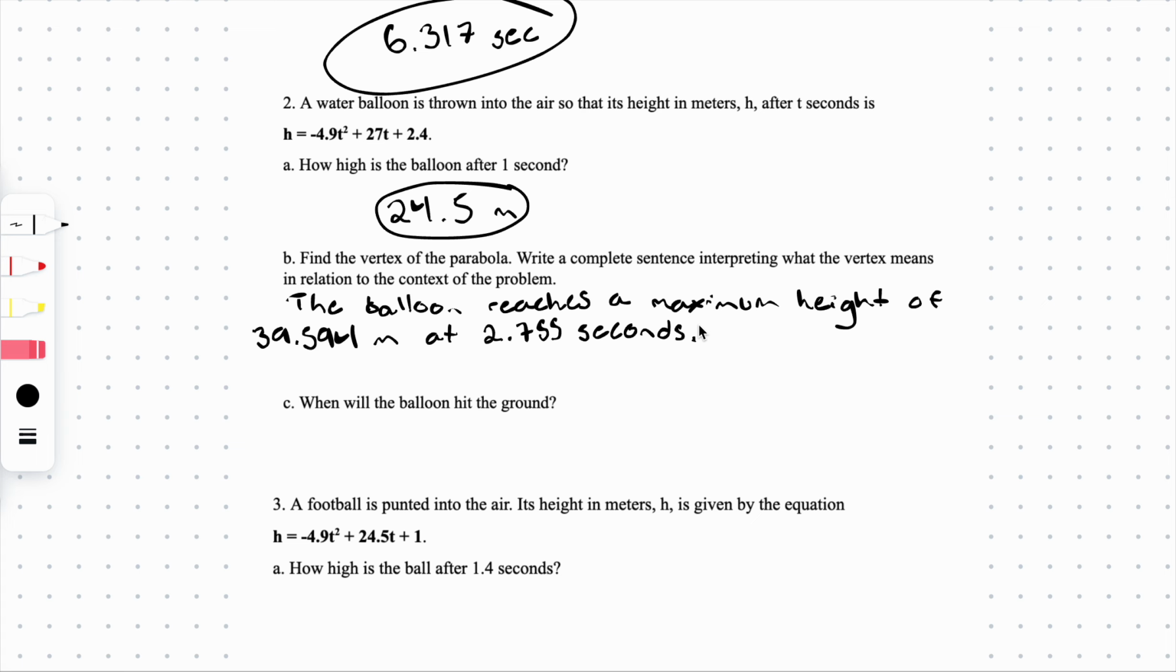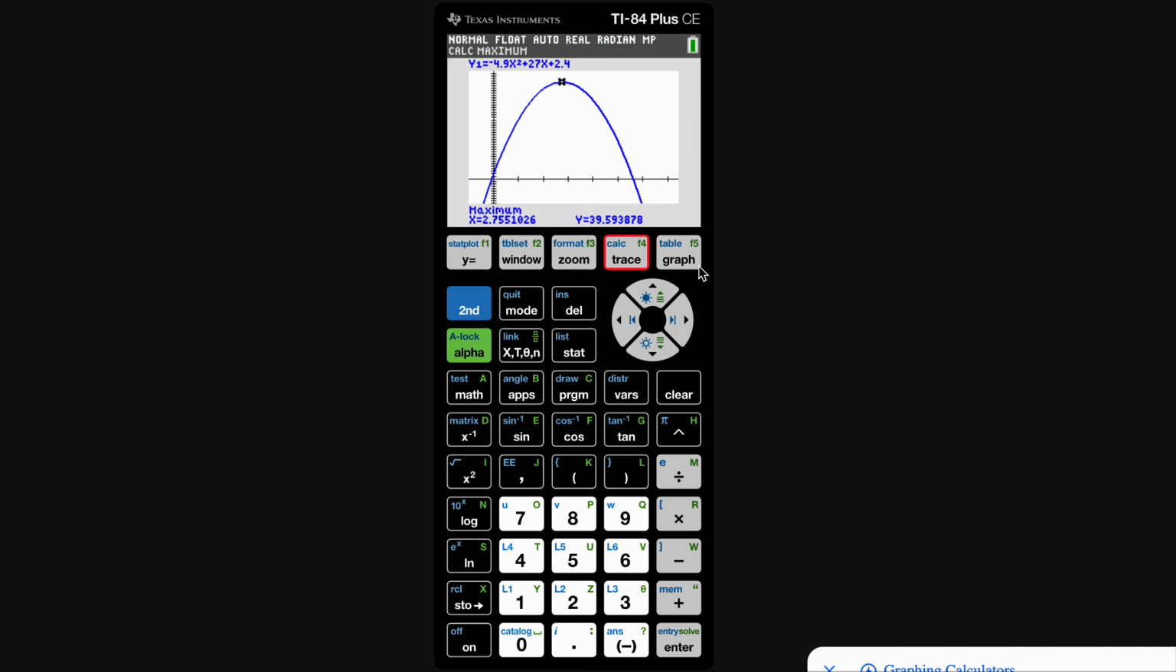Great. When will the balloon hit the ground? We talked about this before in the last problem. Think about how you would do that here. Well, we're going to do second trace, zero. We scroll to our left bound, our right bound, in the middle. We get a zero of about 5.598. It's probably 5.6, but you know what? I'm just going to say 5.60.